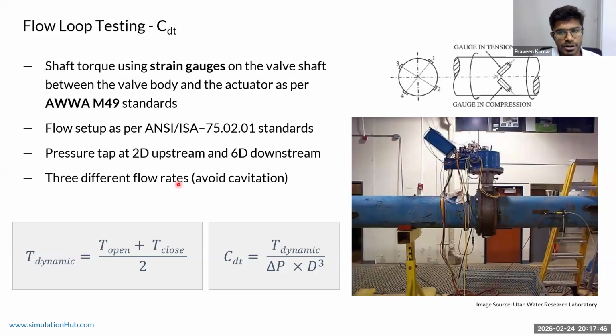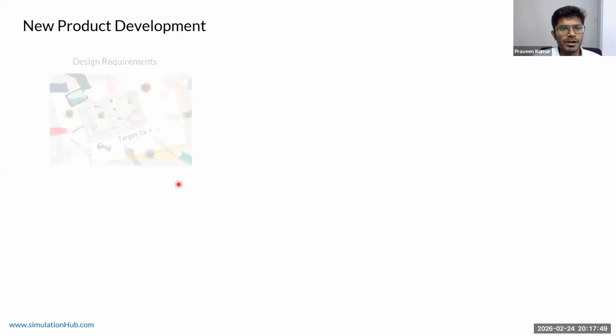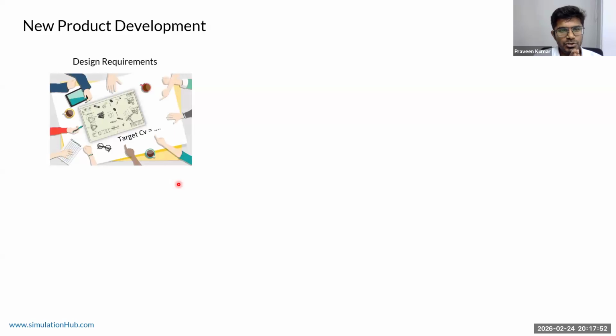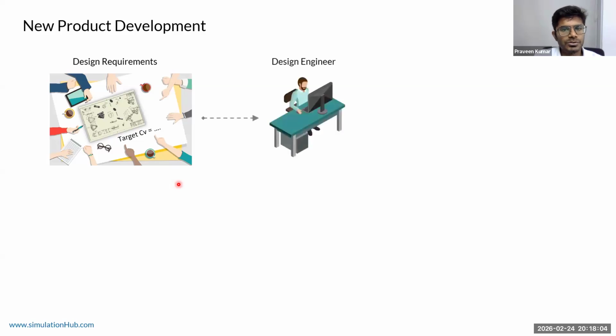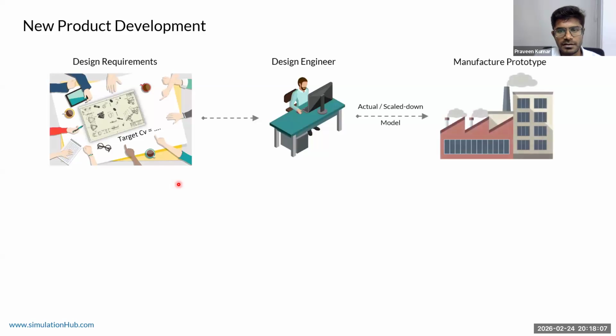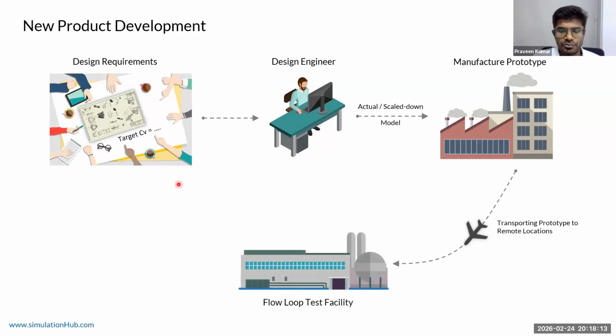Let's see what happens in a new product development. Let's say you have a new design requirement from the end client, and there is a target CV, the CV that needs to be achieved. So it's a new design. The design engineer designs the valve, the prototype is manufactured and then transported to a flow loop test facility, which is most probably remotely located. The facility conducts the test and provides you with the flow performance report, which has the CV and CDT table and everything.